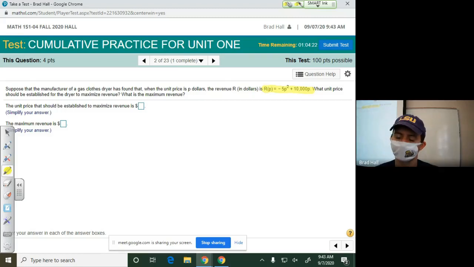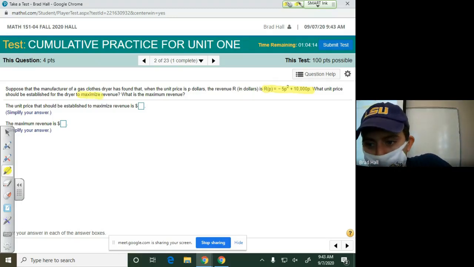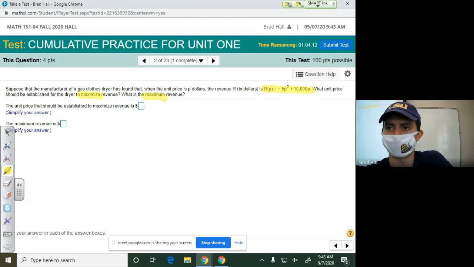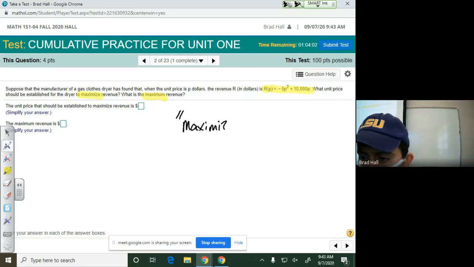So it goes on to say, regarding this quadratic, something about maximizing the revenue and then finding the maximum revenue. Now, I give a rule of thumb for this. Maximize or minimize.